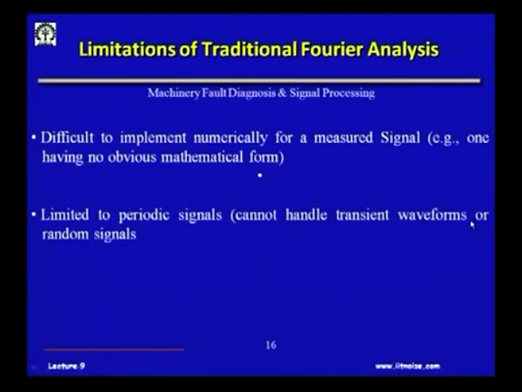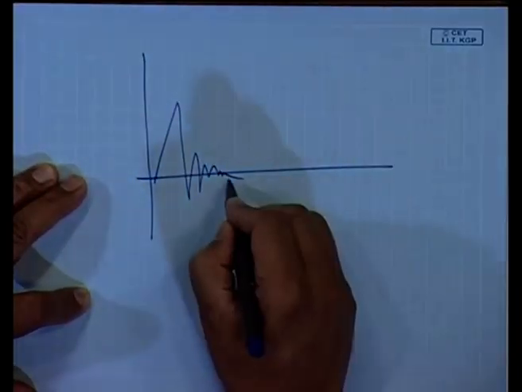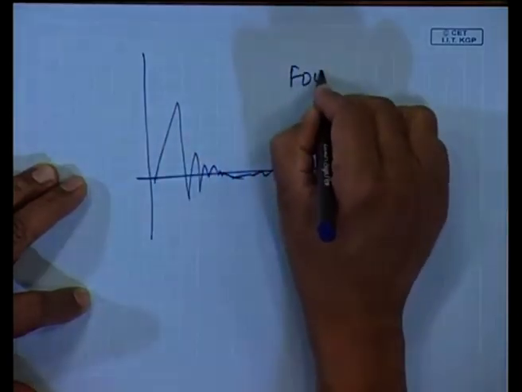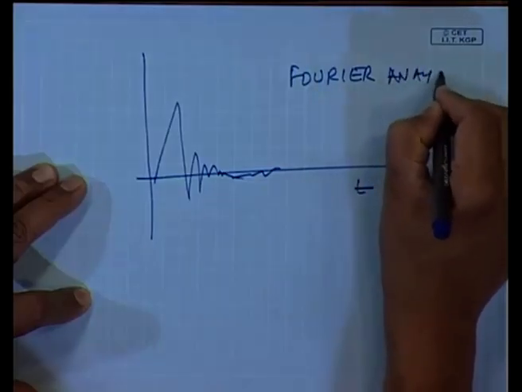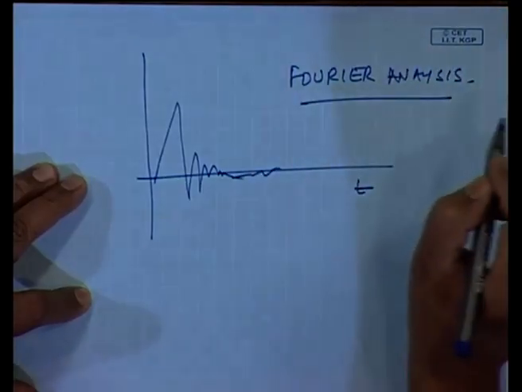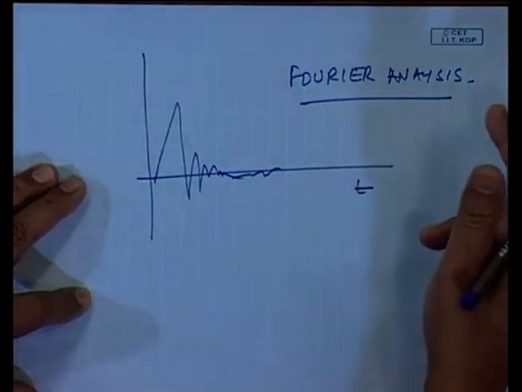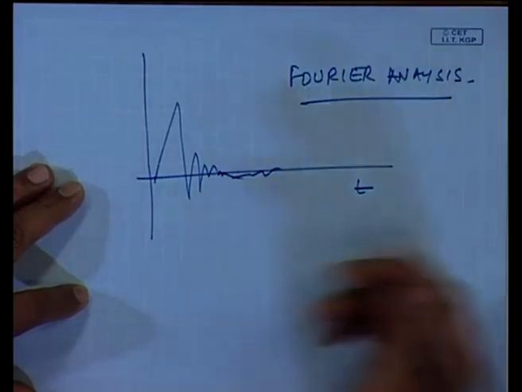For example, a signal which just occurs like this, I possibly cannot find out its periodic components because it is not periodic, and these are the limitations of Fourier series analysis. Okay. So, how do you go about it?